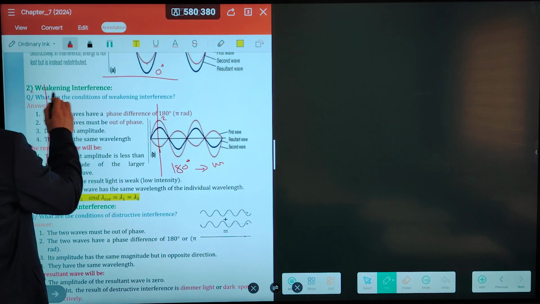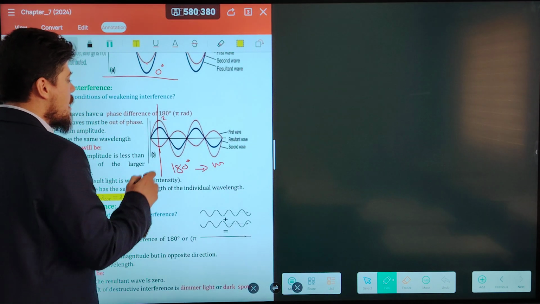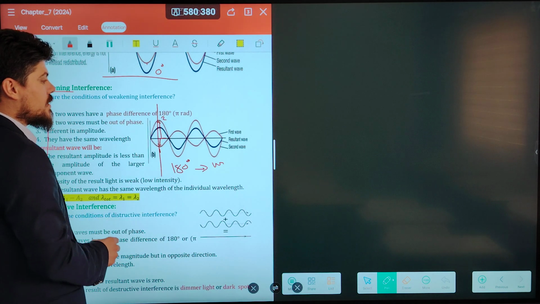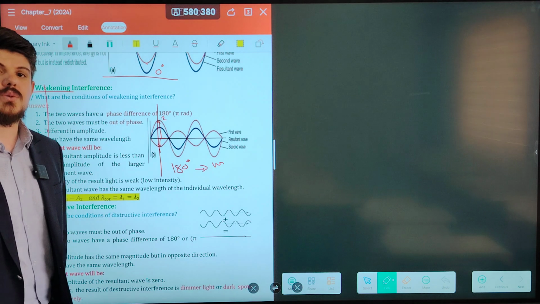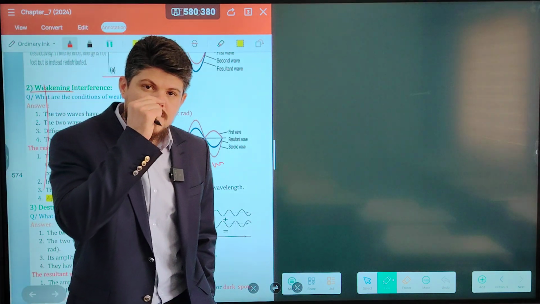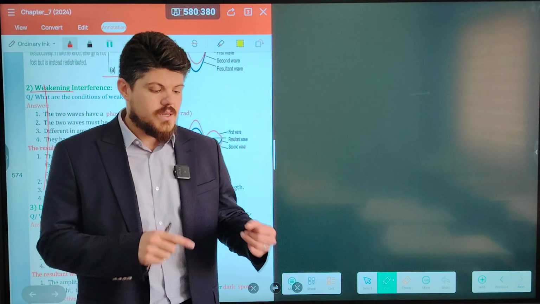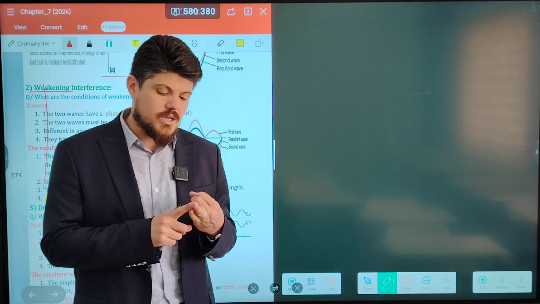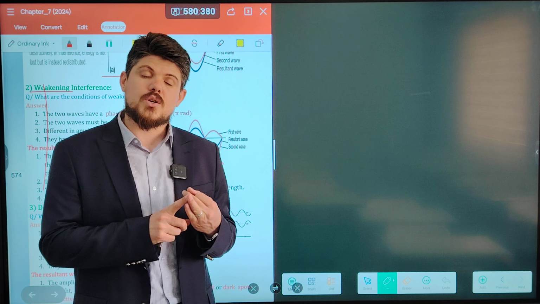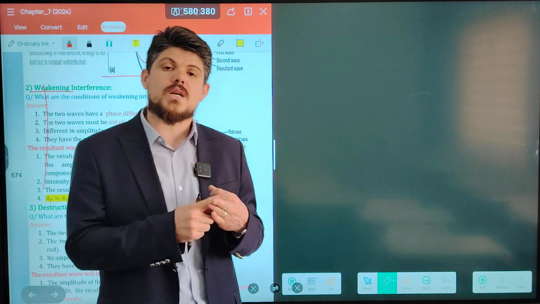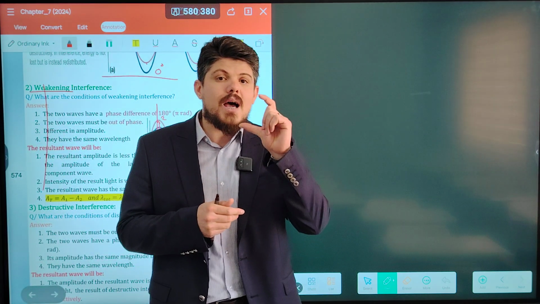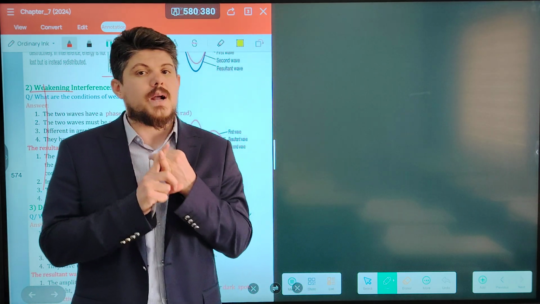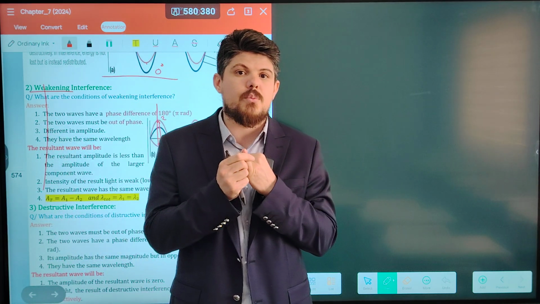Why can we not say this is destructive interference? Because the two amplitudes of the individual waves are different. What is the condition of the weakening interference? The two light waves must have the same wavelength, and the two light waves must have a coherence of 180, and the amplitude of the individual waves should be different. Guys, be careful. This point is very important.